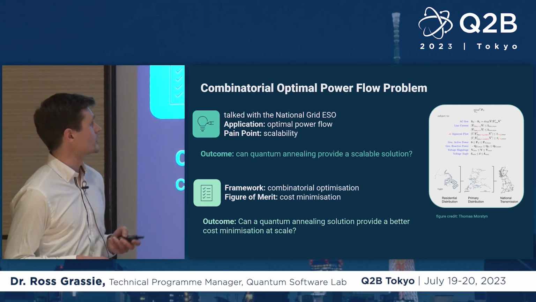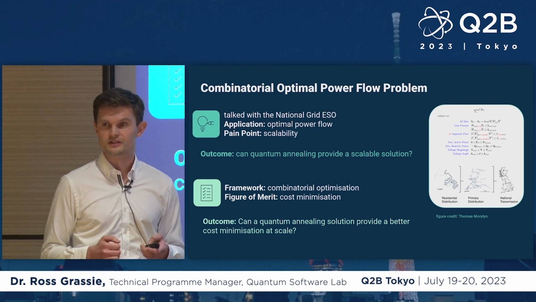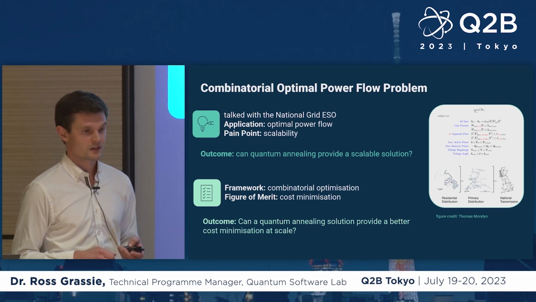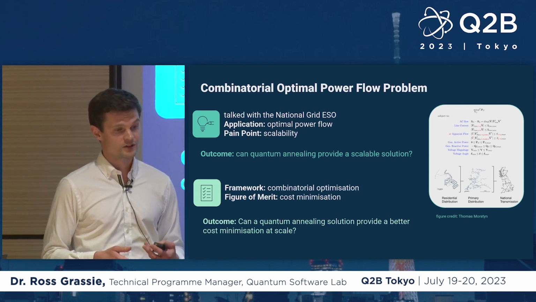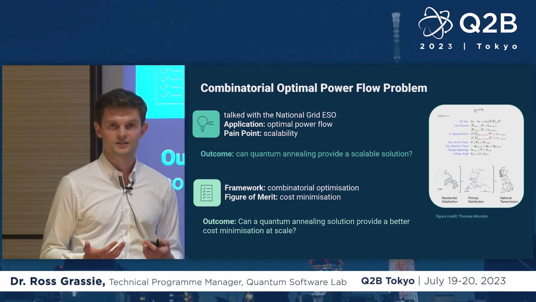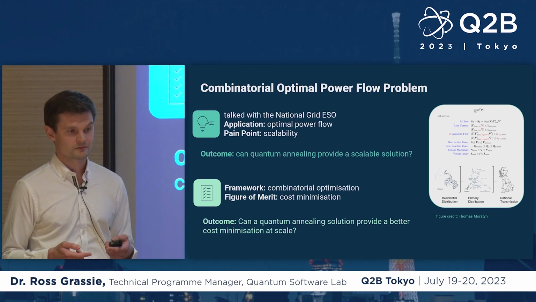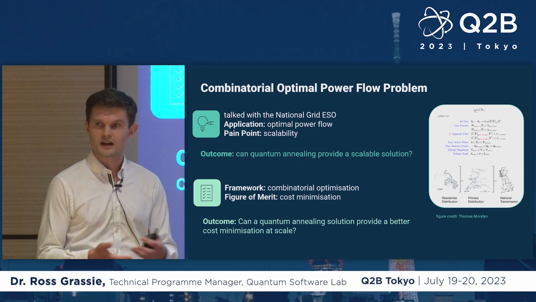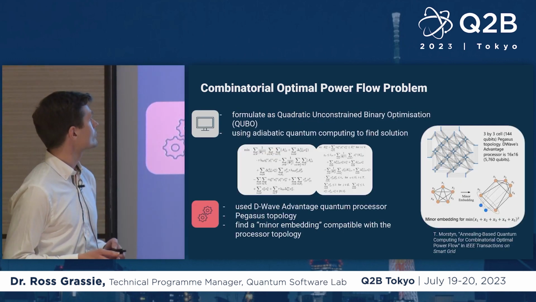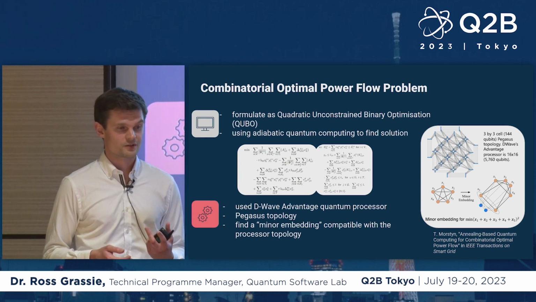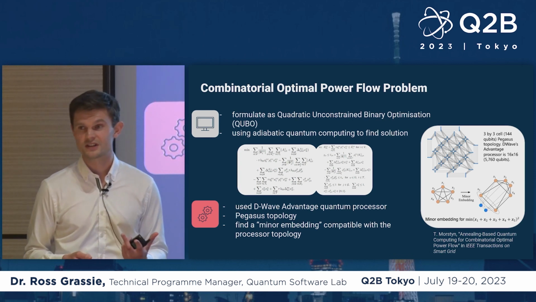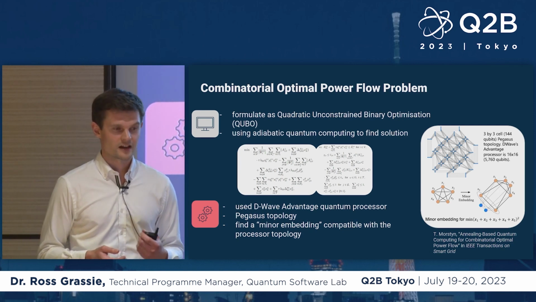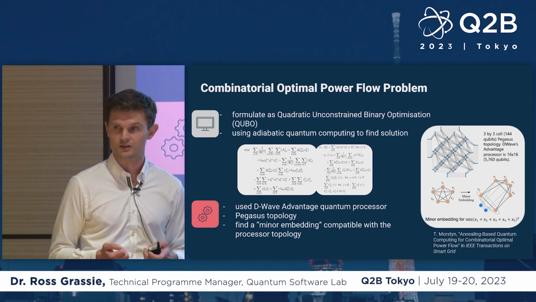So we want to see whether a quantum annealing solution would provide better scalability so that we can find out how much power we should be producing. The framework, in this case, is a combinatorial optimization problem, and as such, we have a cost function that we want to minimize. So really, what we're asking is, can we still get a good solution, but at scale? To do this, we formulated the problem as a quadratic unconstrained binary optimization. We used D-Wave's Advantage processor and adiabatic quantum computing in order to find our solution.